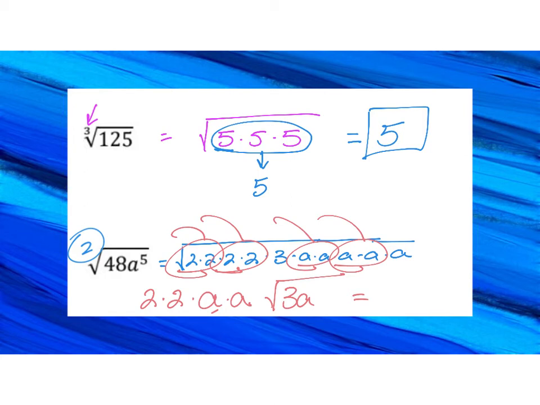So I'm going to go ahead and simplify what I have here. 2 times 2 is 4. A times A is A squared. And then I'm left with the square root of 3A. So this is the simplified radical in this case.